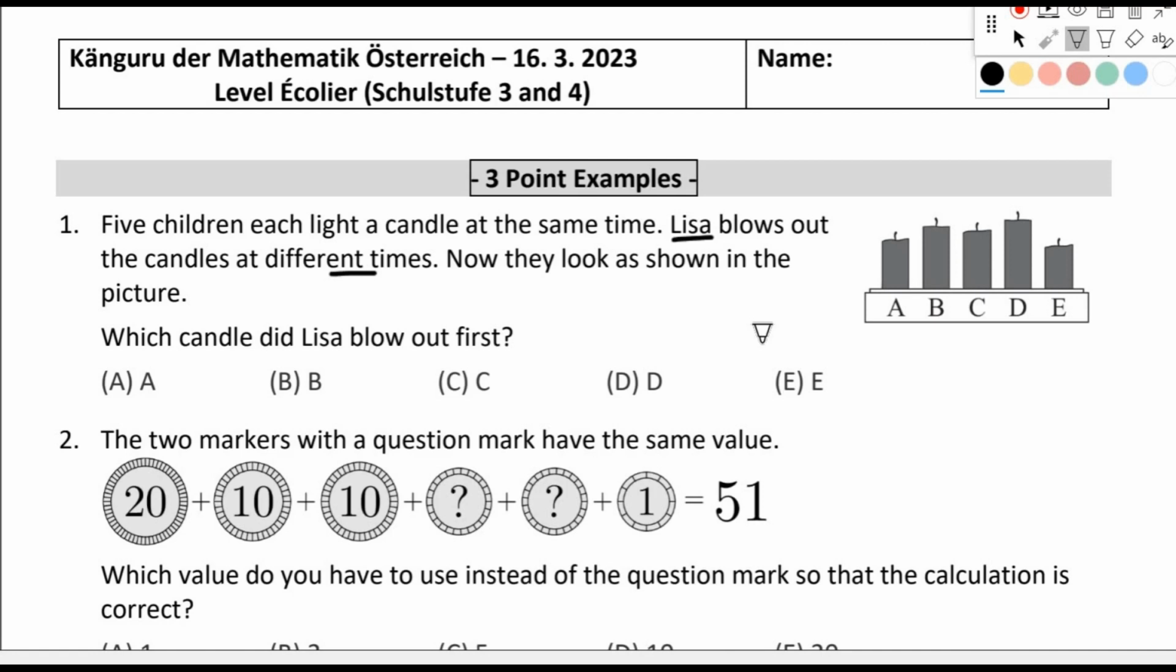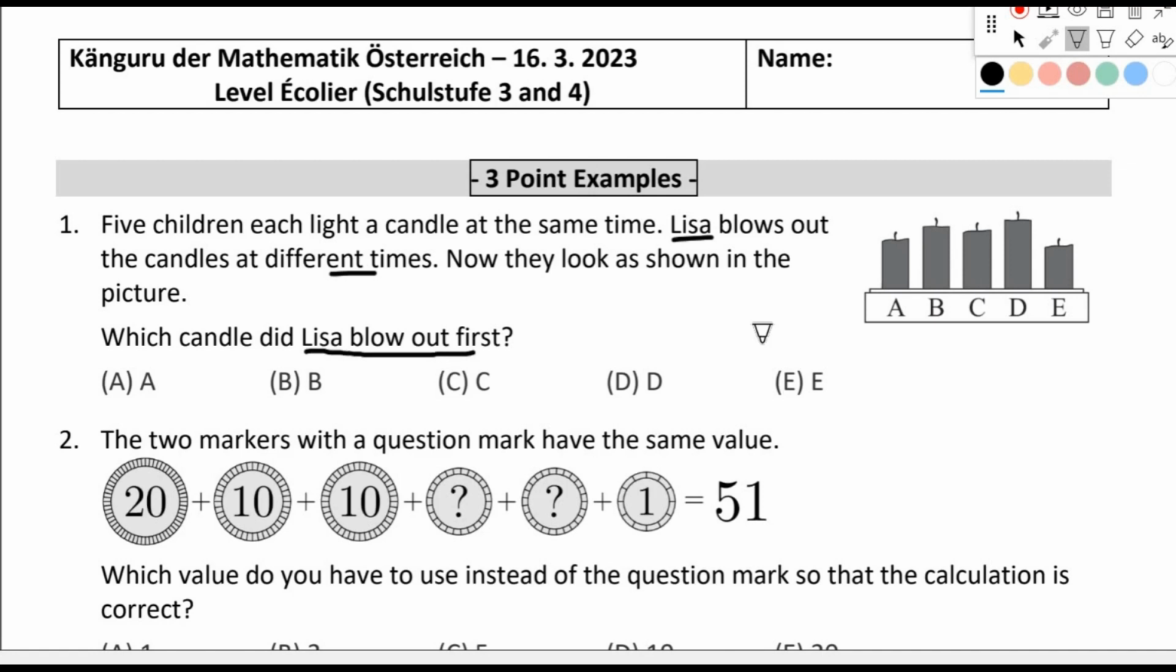So Lisa blew out all the glowing candles, all the candles which were lit. She blew them out at different times. The question is, which candle did Lisa blow out first? Very simple: which candle did Lisa blow out first?